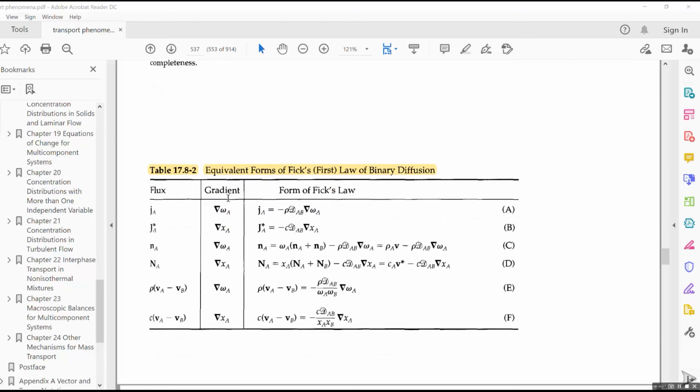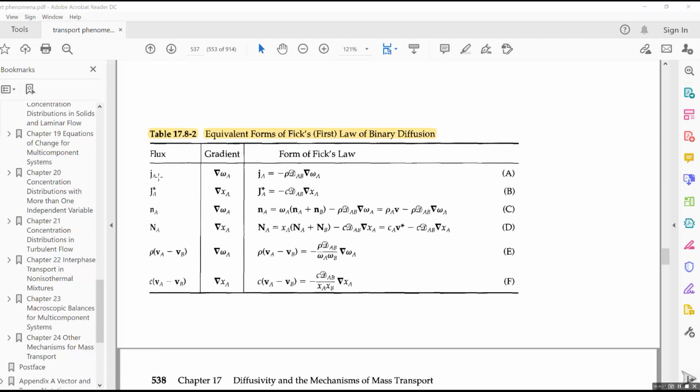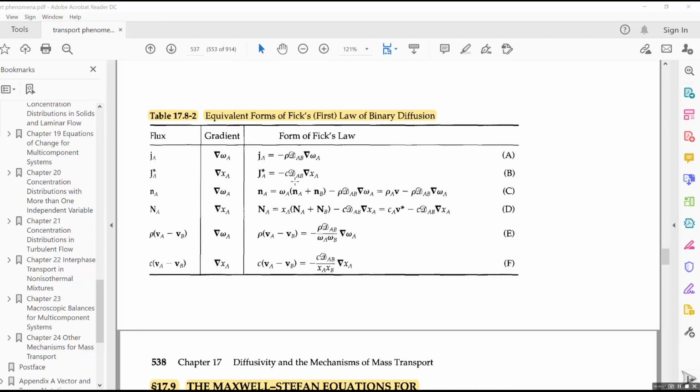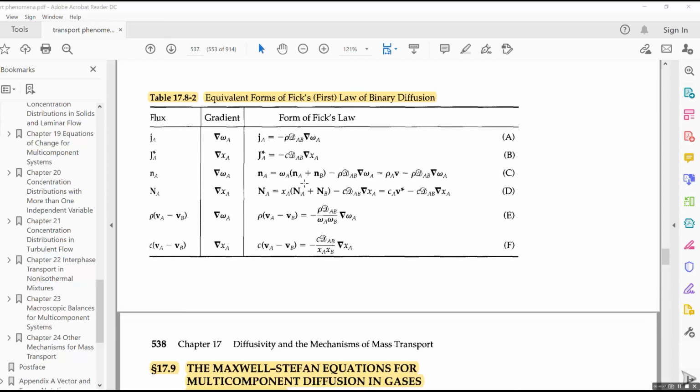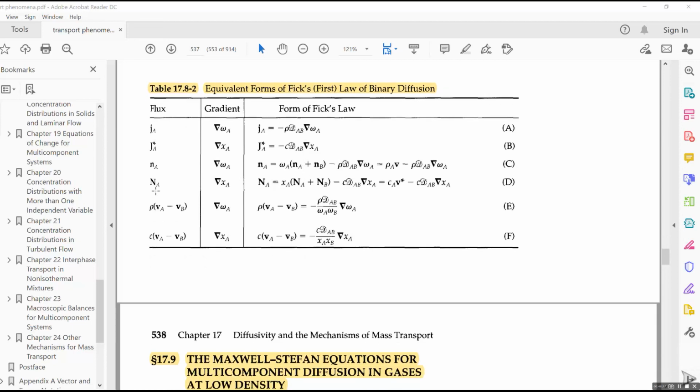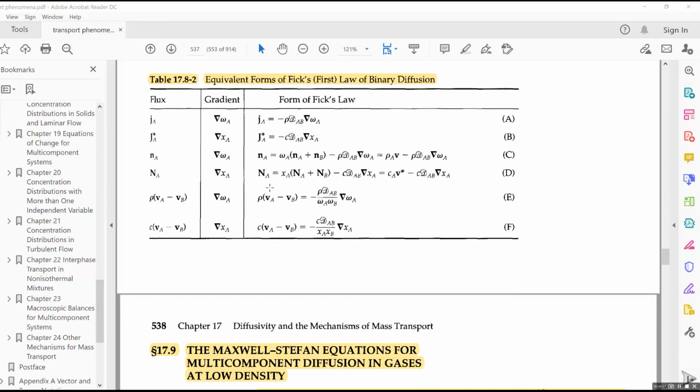So these are the different forms of Fick's law. Here the mass flux and the gradient of the mass fraction omega alpha, we can write by this form. The molar flux we can write by this form. The total mass flux we can write by this formula, with the diffusion term and this convective flux. And N alpha again here, the total molar flux, can be written here, and so on.